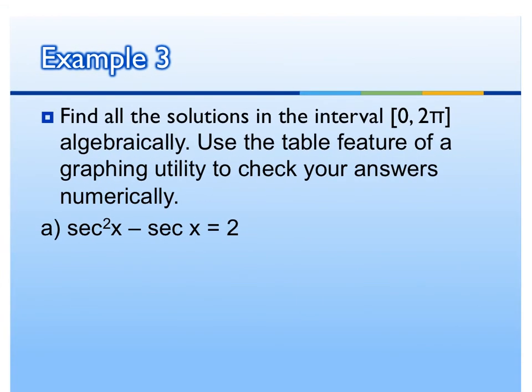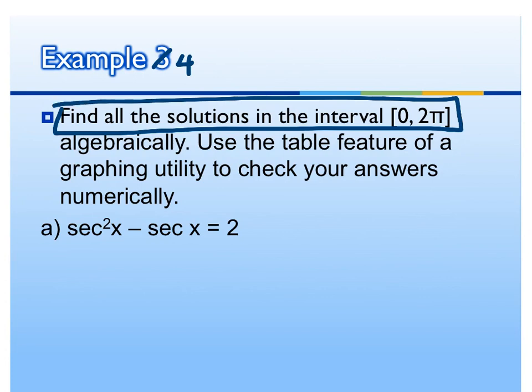All right, an example, and this should be now example 4, the directions change. It says find all the solutions in the interval 0 to 2 pi algebraically, and then use the table feature of the graphing utility to check your answers numerically. So let's start with the first part. Find all the solutions in the interval of 0 to 2 pi. This is the first time we've been restricted to 0 to 2 pi, which means we are only looking at our unit circle. We're not adding on any of the intervals.